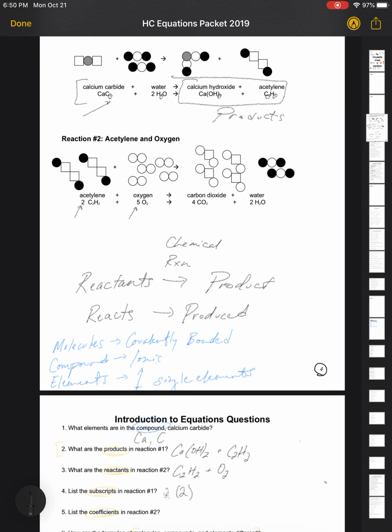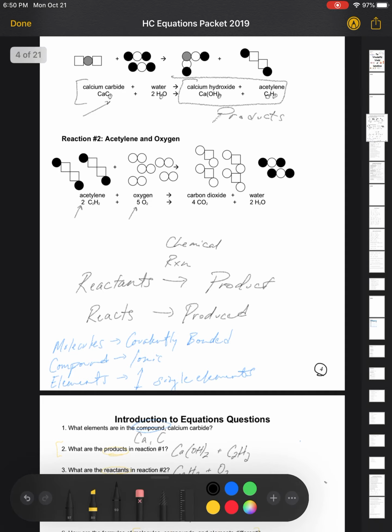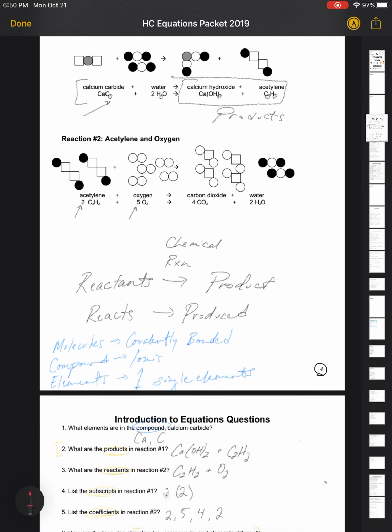So real quick, if we answer this, list the coefficients in reaction 2. Well, we have a coefficient of 2 in front of acetylene. We have a coefficient of 5 in front of oxygen. We have a coefficient of 4 in front of carbon dioxide and 2 for water. And really what these are telling us, if we look at the model that's given to us in this, you see the fact that we have, again, those 2 acetylenes, 1, 2 acetylene molecules.